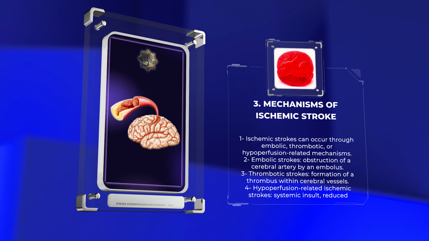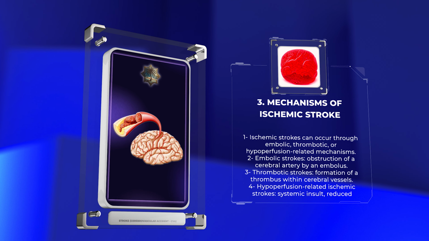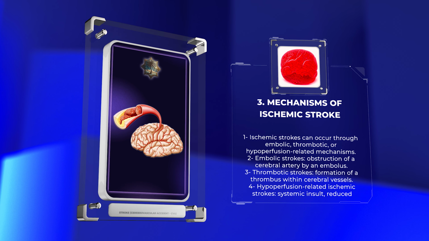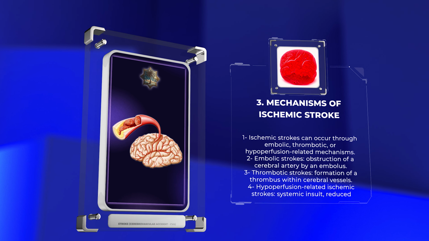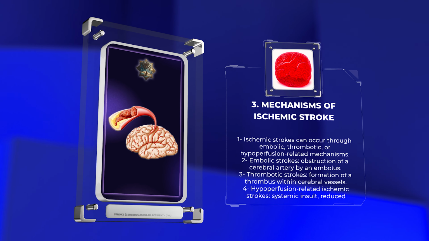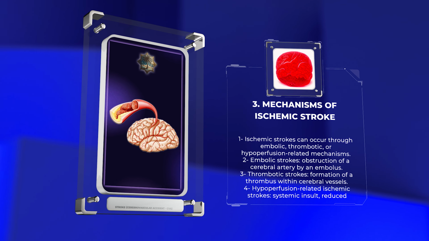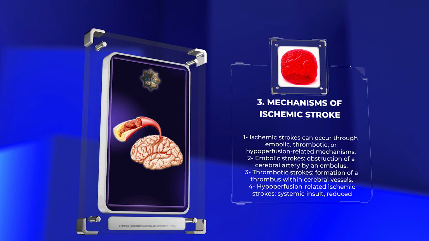Ischemic strokes can occur through various mechanisms, including embolic, thrombotic, or hypoperfusion related. Embolic strokes result from an embolus, mostly originating from a cardiac source, which obstructs a cerebral artery. Thrombotic strokes occur due to the formation of a thrombus within cerebral vessels. Hypoperfusion-related ischemic strokes typically arise from a systemic insult resulting in reduced cerebral blood flow.